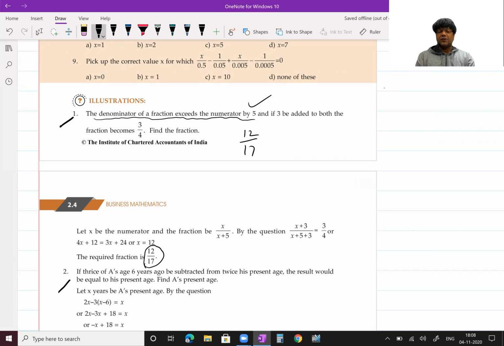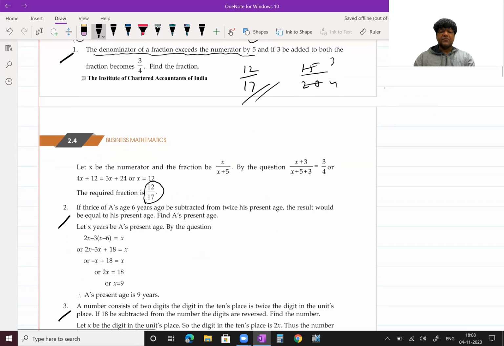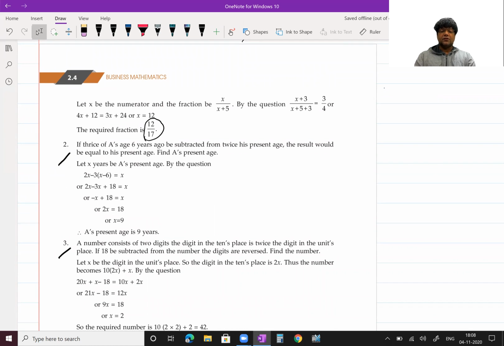Second, 3 is added to both. If you add 3 to both, the numerator will be 15 and the denominator 17 plus 3, 20. The question is telling the fraction becomes 3 by 4. Check: 5 threes are 15, 5 fours are 20. Yes, 3 by 4. So this is satisfying the condition. This is the answer. Similarly, see the second one.